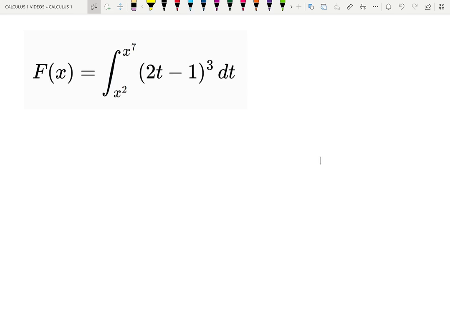Let's find the derivative of the given function. In this case, it's an integral from x squared to x^7 of (2t minus 1) cubed. And this is the hardest example in this chapter. Let's go over it together.